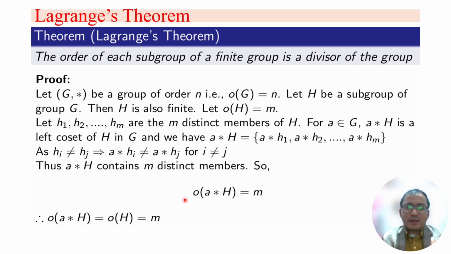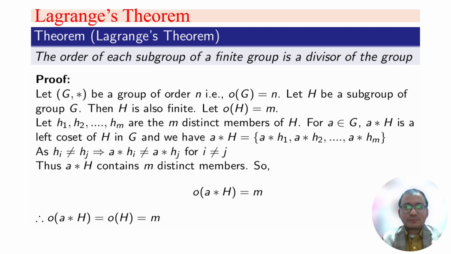Now we can write the order of the left coset of H, by taking any arbitrary element from G, as equal to the order of S. So the order of S, we can say, is also equal to n.